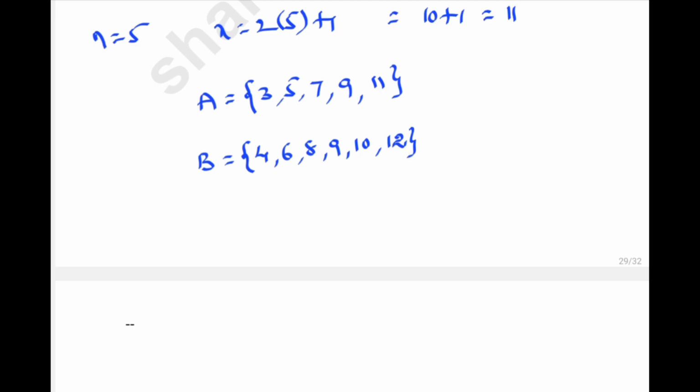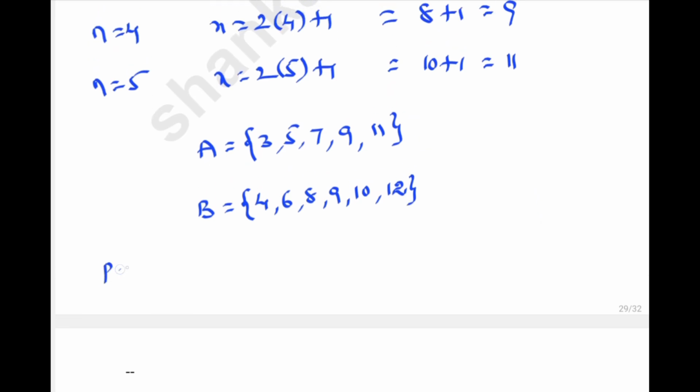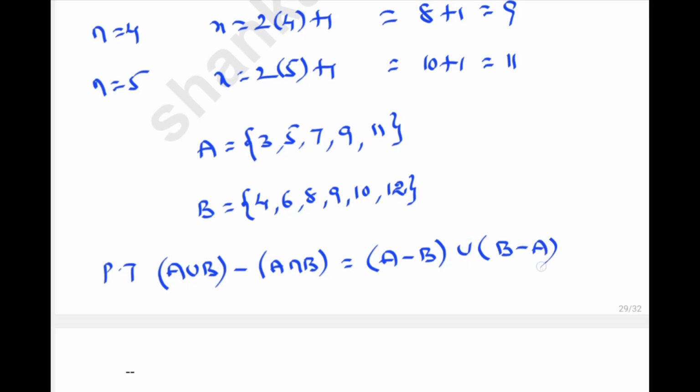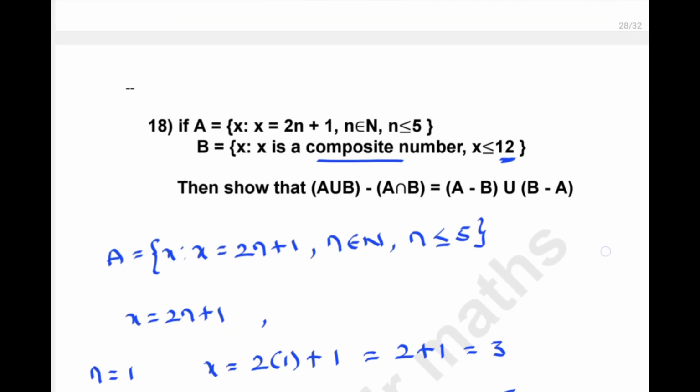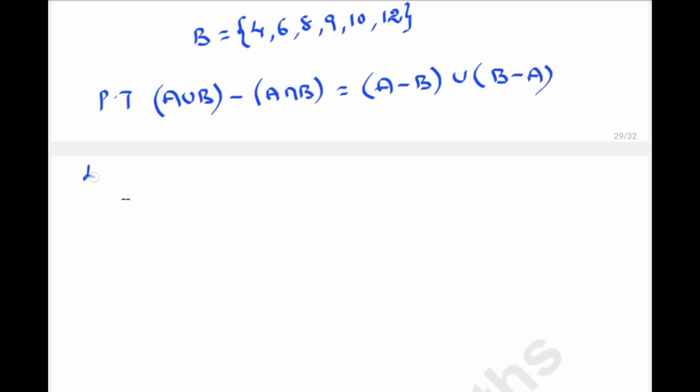Okay. Here we have to prove that A union B minus A intersection B equals A minus B union B minus A. It is the formula of the symmetric difference. Now I am taking the left hand side, A union B minus A intersection B. So first we have to find what is A union B.